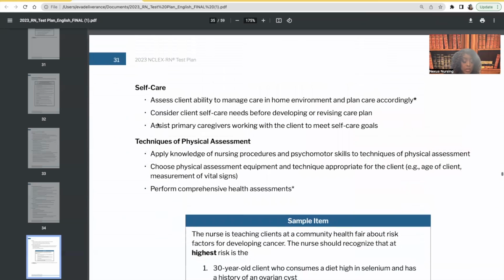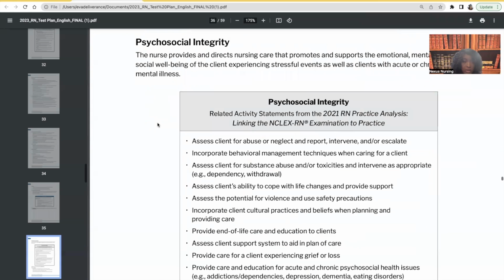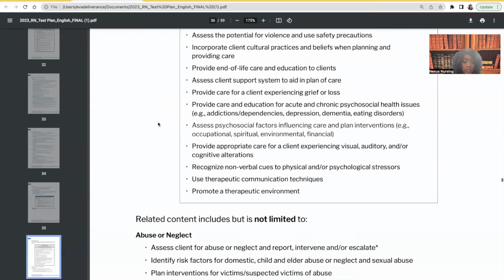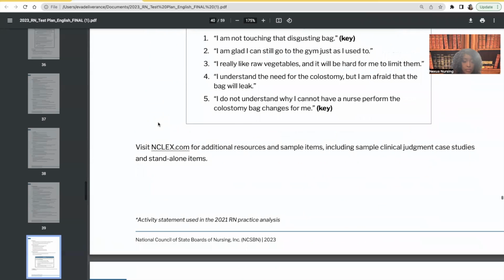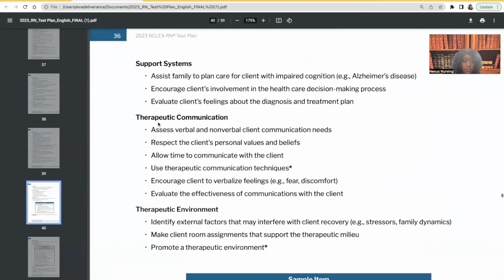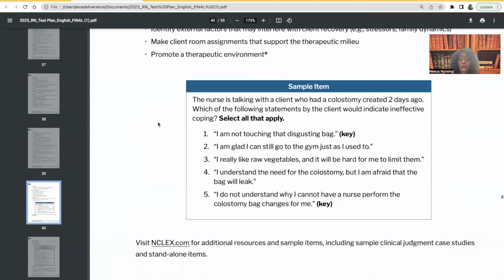What page was this? This is page 31. Okay, we're going to move on to page 36. Okay, so this one is a select all that apply. You know how you treat select all that applies. You're going to treat them as true or false.